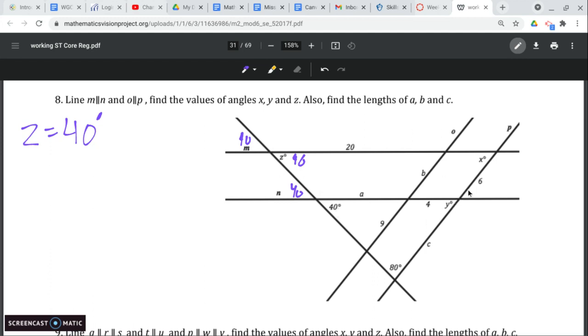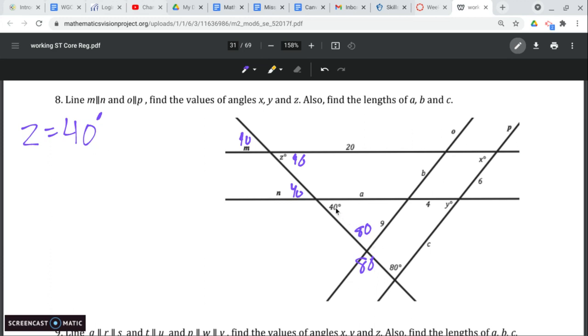Now, let's see. There's a lot of things going on here. So over here, we've got our 80 down here. So we know this right here would also be 80. And we know this would be 80 then. Just filling in anything we can to help us.